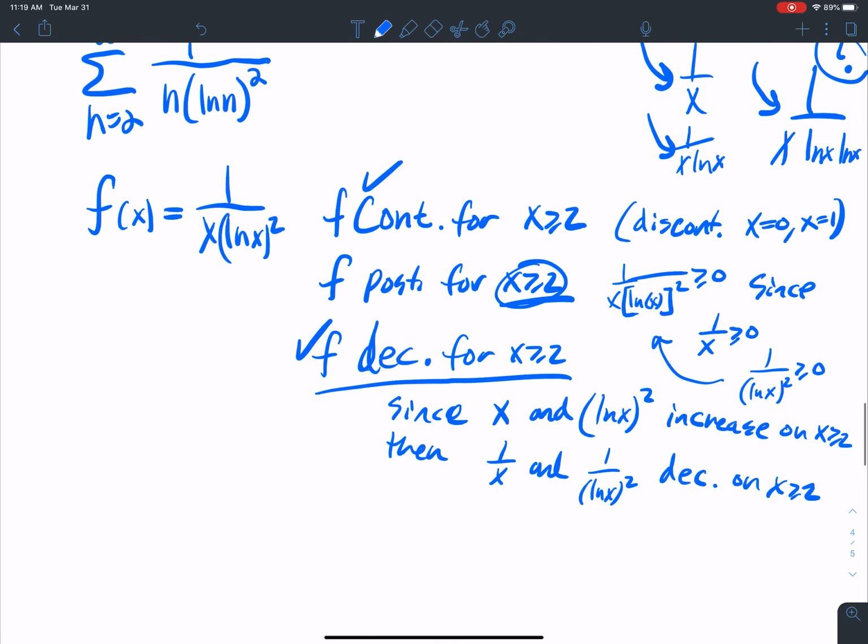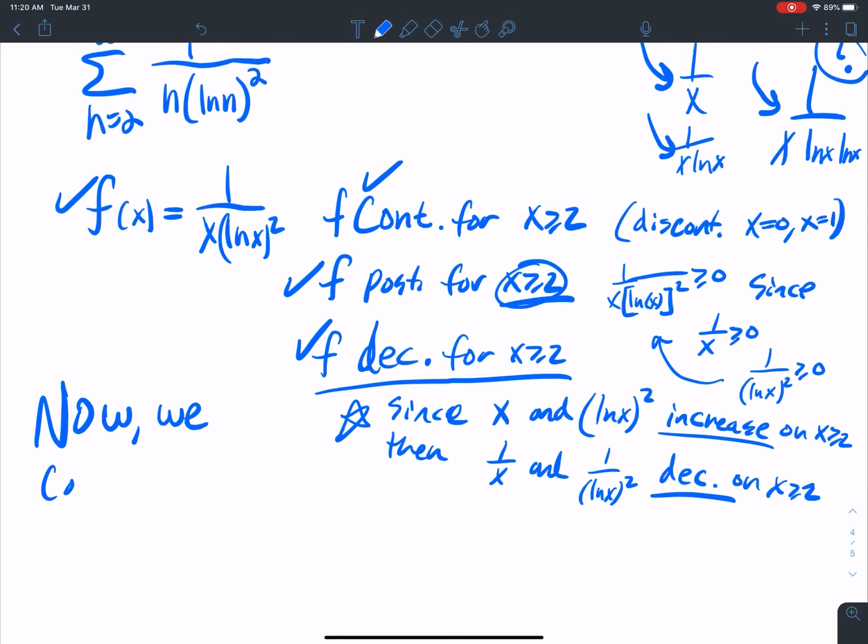Okay? So if one function is increasing on an interval, then the reciprocal of that function is going to decrease on that interval. So that's a little trick you can use too. I'm just trying to give you different tricks on how to show things are decreasing or increasing. So you can take derivatives or you can use little tricks like this. Okay? So now that we have all 4 of these, we can run the integral test. So now we can use the integral test.